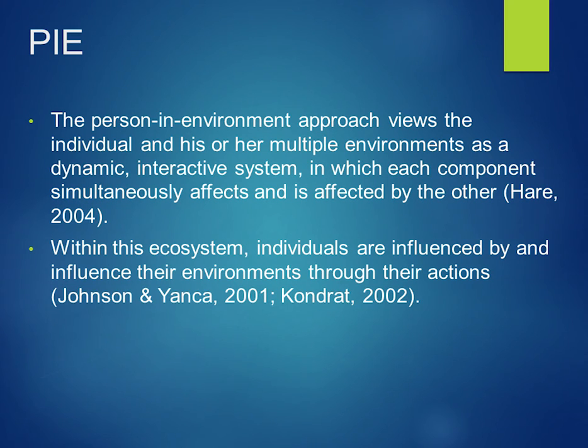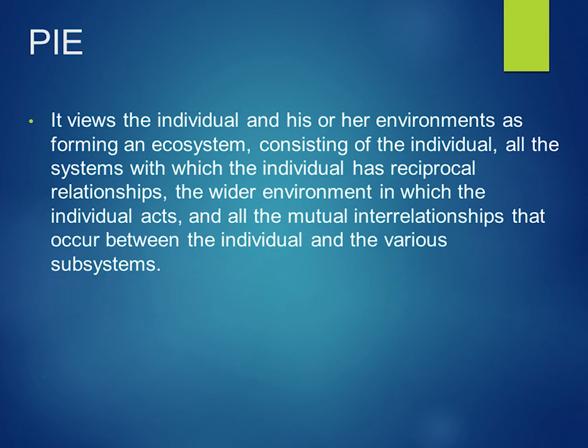The person and environment approach views the individual and his or her multiple environments as a dynamic, interactive system in which each component simultaneously affects and is affected by the other. Within this ecosystem, individuals are influenced by and influence their environments through their actions. PIE views the individual and his or her environments as forming an ecosystem consisting of the individual, all of the systems with which the individual has reciprocal relationships, the wider environment in which the individual acts, and all the mutual interrelationships that occur between the individual and the various subsystems.